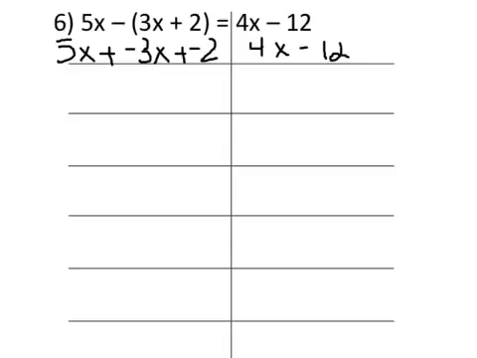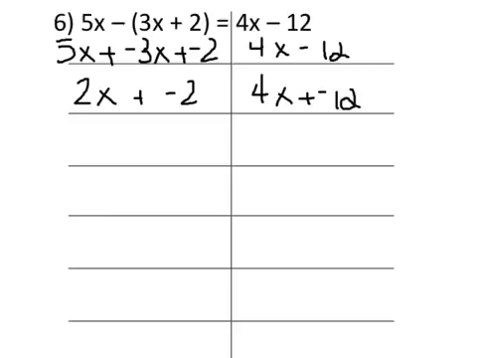The next thing I do is look for 0 pairs. So if I have 5 positives and 3 negatives, 3 of those will go away, and I am left with 2 x's plus negative 2. And over here I have 4 x's and plus a negative 12 when I flip it to the top, which I suppose I should have done at the first step.